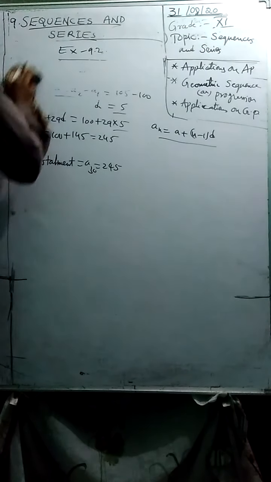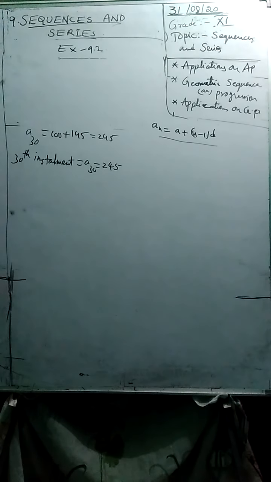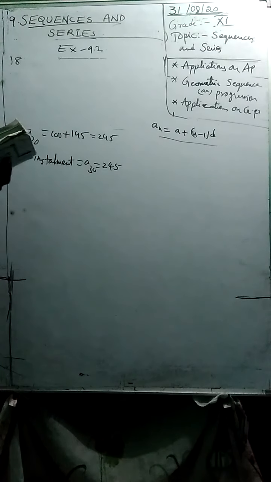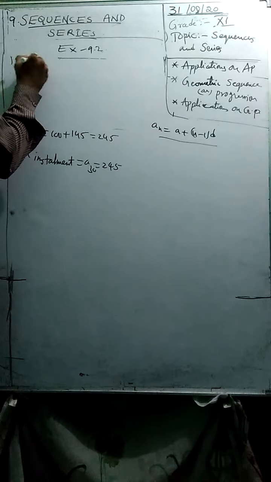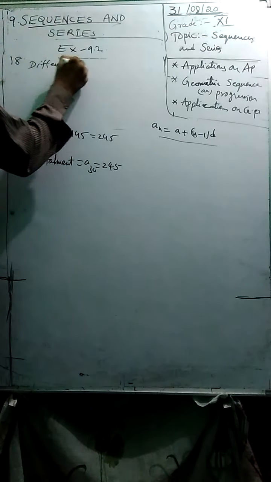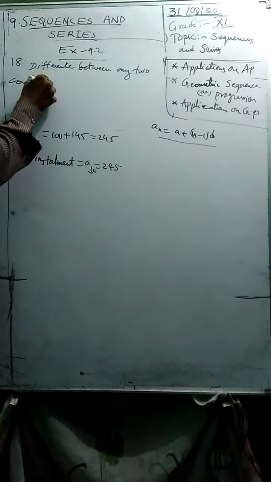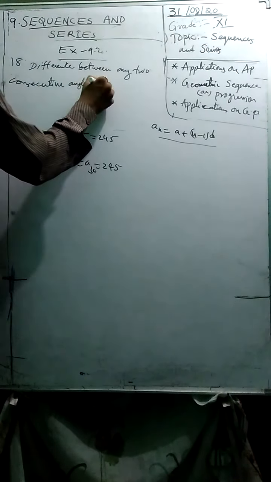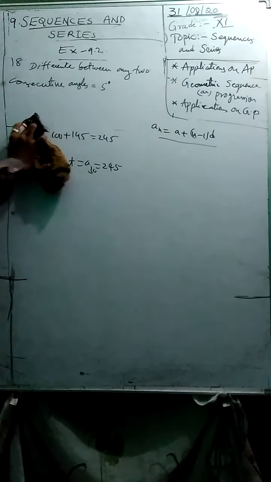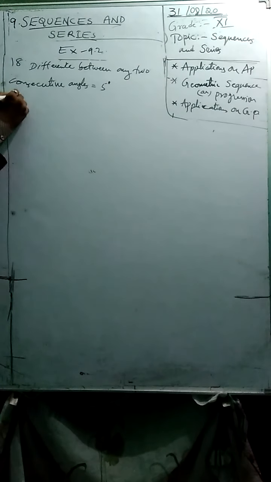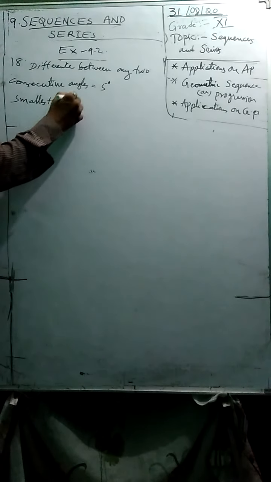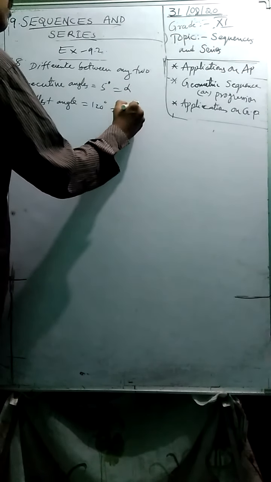Here the 18th question is given that the difference between two consecutive interior angles of a polygon is 5 degrees. If the smallest angle is 120 degrees, find the number of sides of the polygon. Here it is given that in a polygon, the difference between any two consecutive angles is 5 degrees, and the smallest angle is 120 degrees. This we can take as d, and this we can take as a.